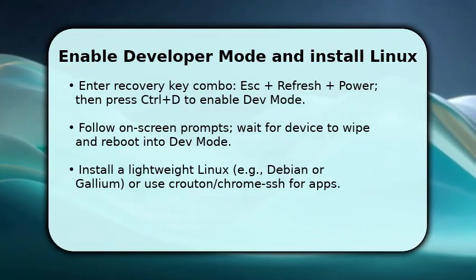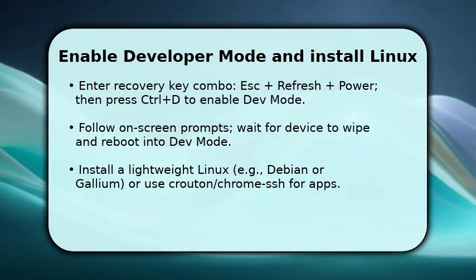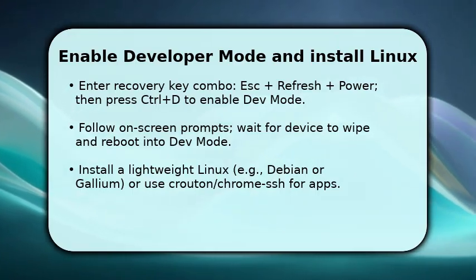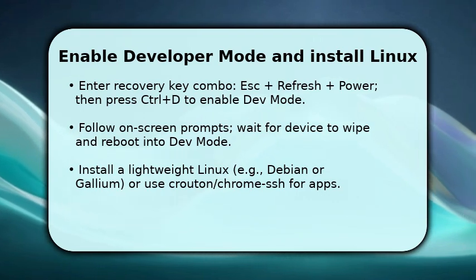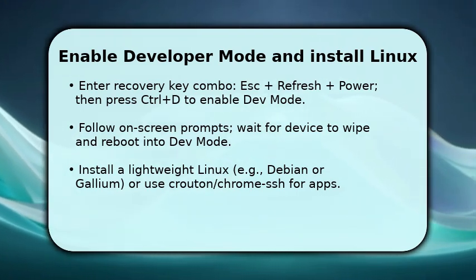Once the system reboots into dev mode, use the built-in shell to download an installer like Crouton or Flash, a Linux image, to replace Chrome OS. You do this because Linux provides local users traditional package management.